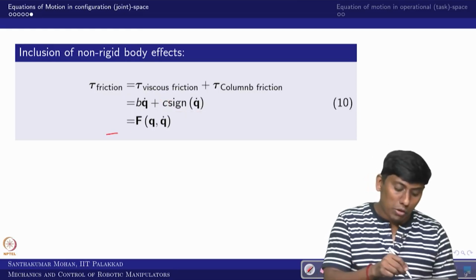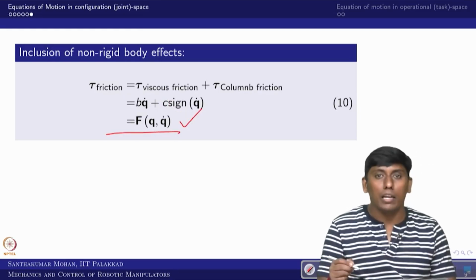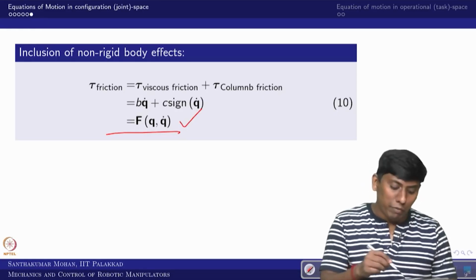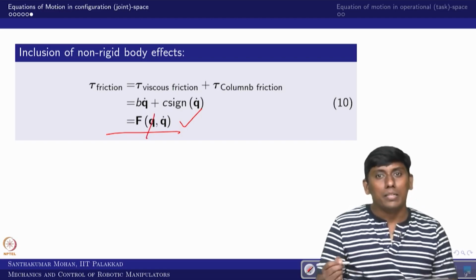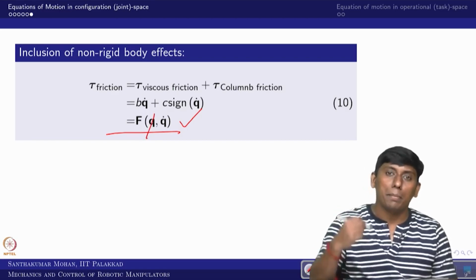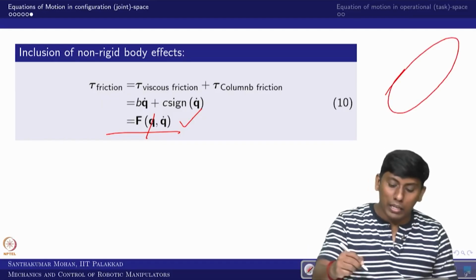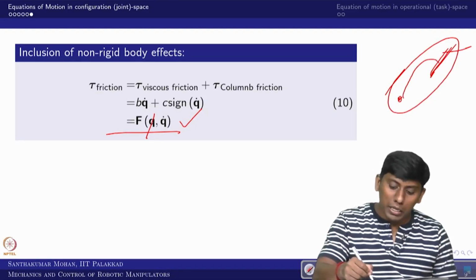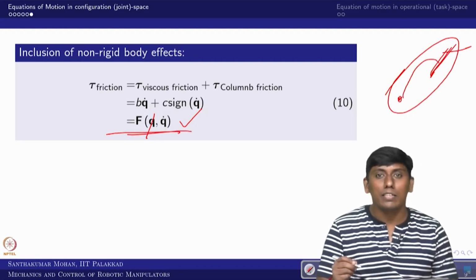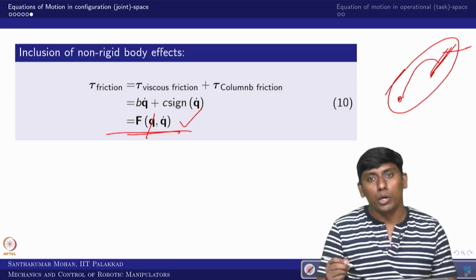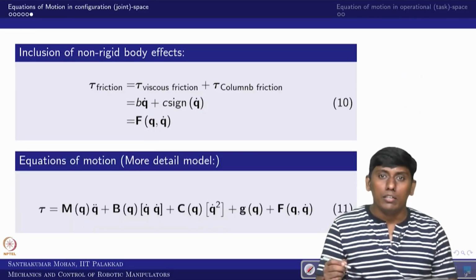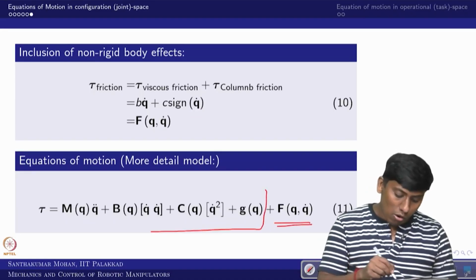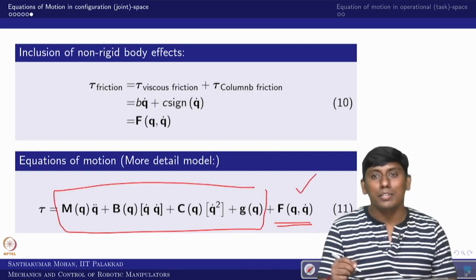If you rewrite that in matrix or vector form, I am writing a capital F as the frictional effect, which would be written as F of q comma q dot, okay. In fact, this q is not really necessary, but sometimes the friction happens somewhere else. For example, the joint is here, but the friction is happening because of some other term. Then you have to bring in that q. So that's why we have generalized the frictional effect as F of q comma q dot. Based on all this, if you rewrite the more detailed model, the frictional term is added. Now these are all rigid body effects and this is the non-rigid body effect.